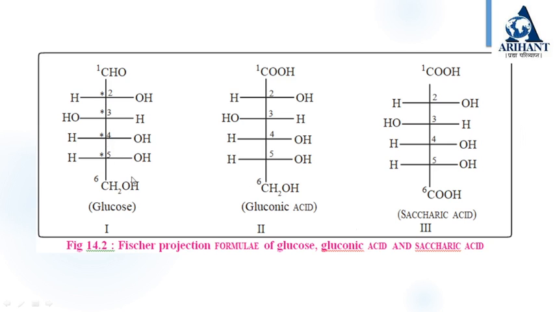So this is the structure of glucose. This is gluconic acid and this is saccharic acid. What is the difference between glucose and gluconic acid? In glucose, the first group is the aldehyde group, and in gluconic acid it is the COOH group, that is the acid group, and in saccharic acid the CH2OH group is replaced by COOH. So both ends are COOH groups in saccharic acid. Remember this much.